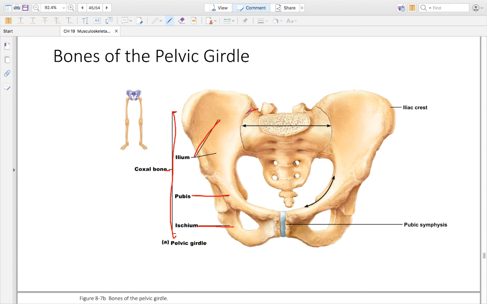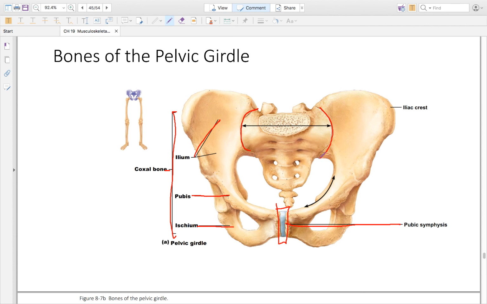One side connects to the sacrum for both hips, right? They connect on either side of the sacrum, the right and left. And then they fuse together here at the pubic symphysis. The pubic symphysis is, of course, cartilage.